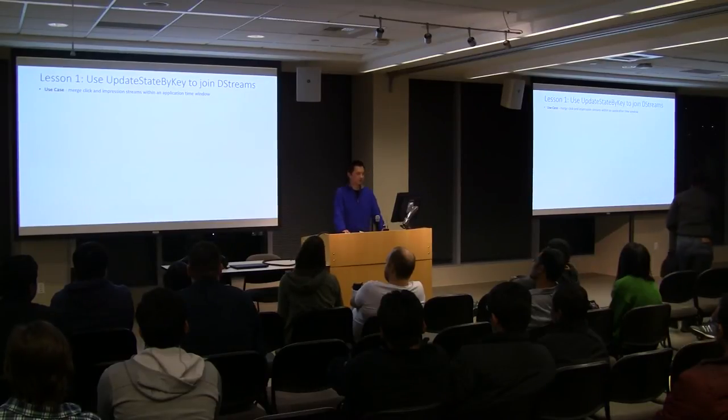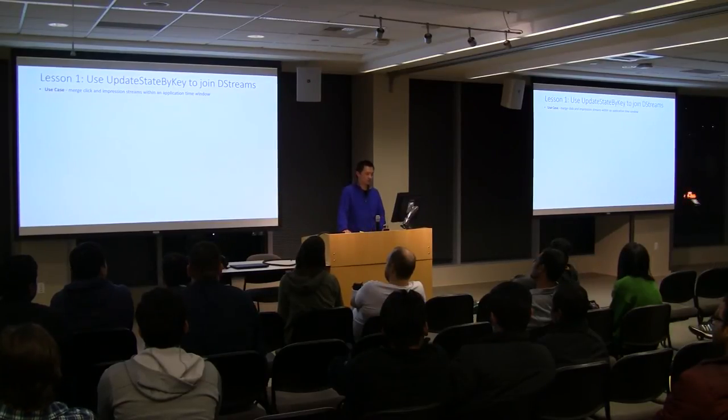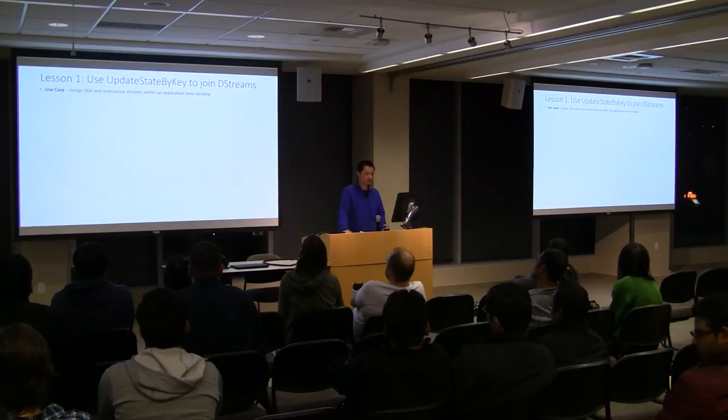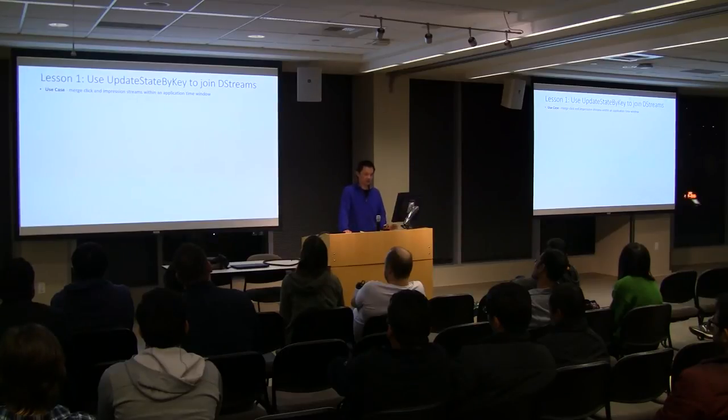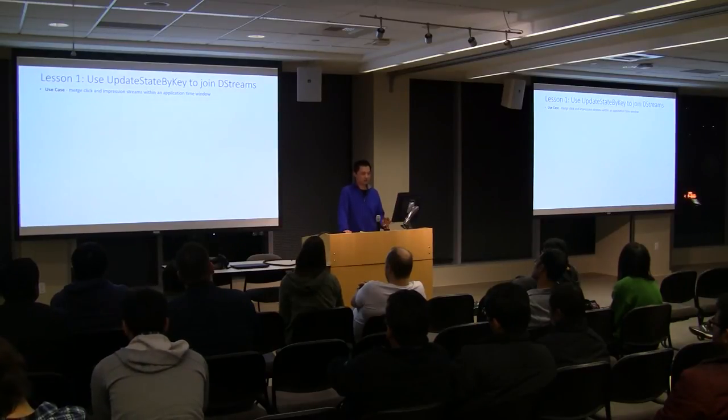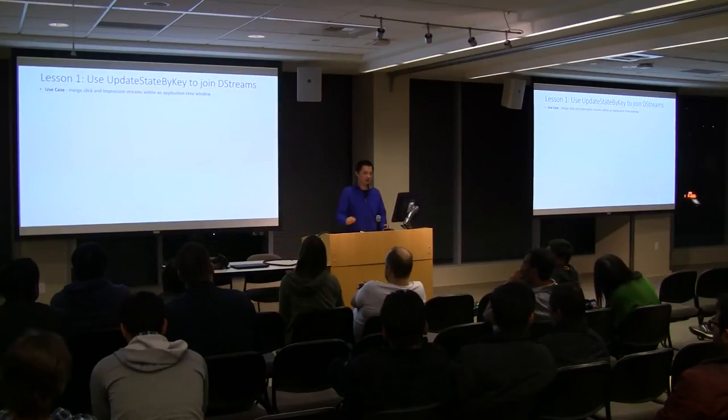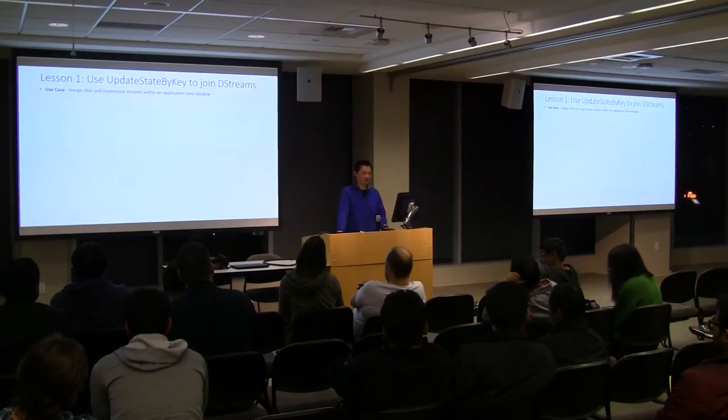Okay. Let's jump to lesson one. Use updateStateByKey to join streams. So let's first take a look at the target use case. You want to merge clicks and impressions, coming from Kafka streams, within a different kind of window. So here we want to join impressions with clicks during the lifetime of the impression.